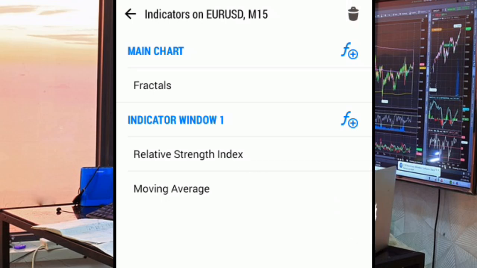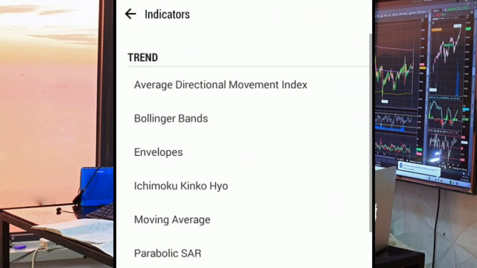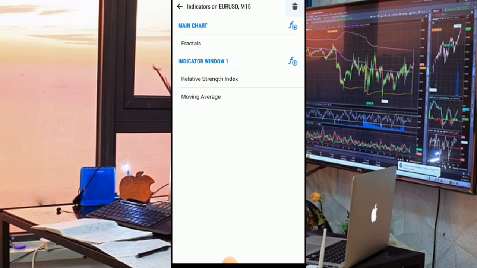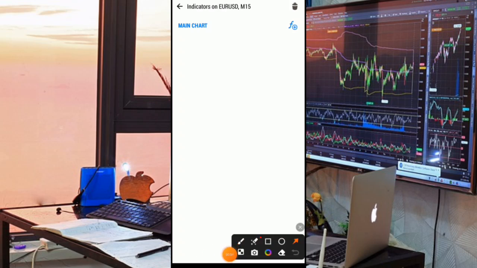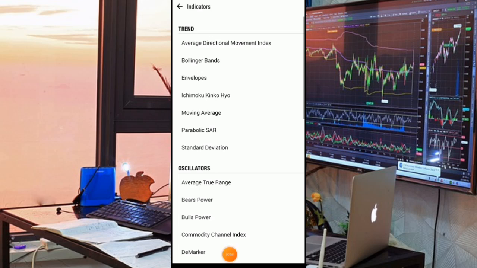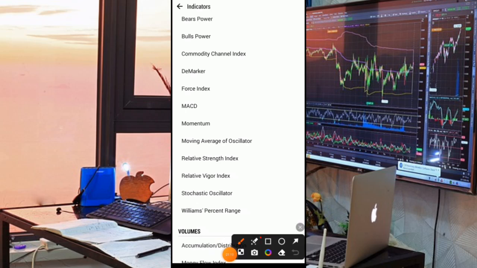Maybe for the first thing that we have to do, let's just start off together. Let me give you the settings for this amazing indicator. So the first thing we're going to do is come up here on the main chart, and then just go there and select relative strength index, which is this one.